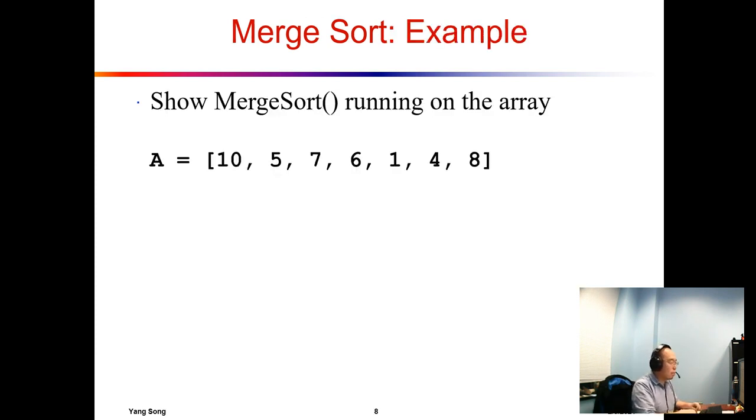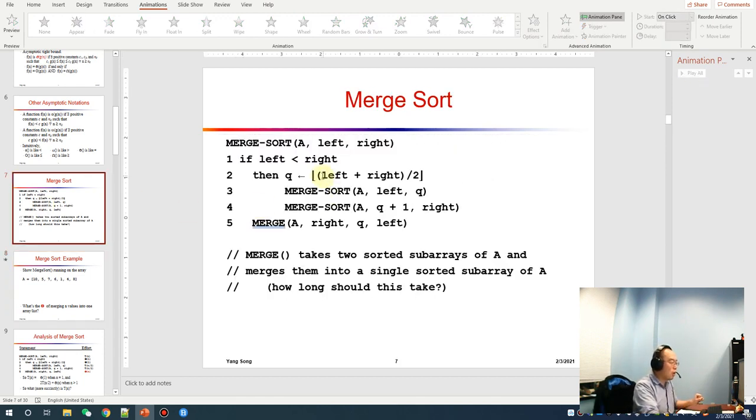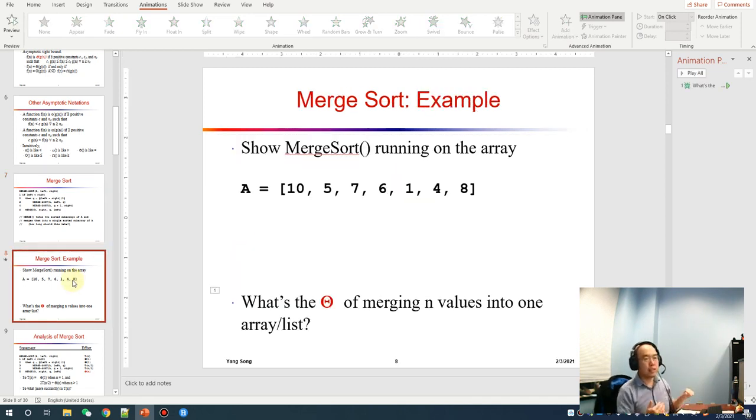So let's see this example. We are sorting 7 values, and the first part is we want to break it into 2 parts. How do we do that? If you see this line of code, that is left plus right, divided by 2. If we are following the style of our textbook, we have indices 1, 2, 3, 4, 5, 6, 7, using 1-based indexing. So the left will be 1, the right will be 7. What is the middle value? The middle value will be 4.